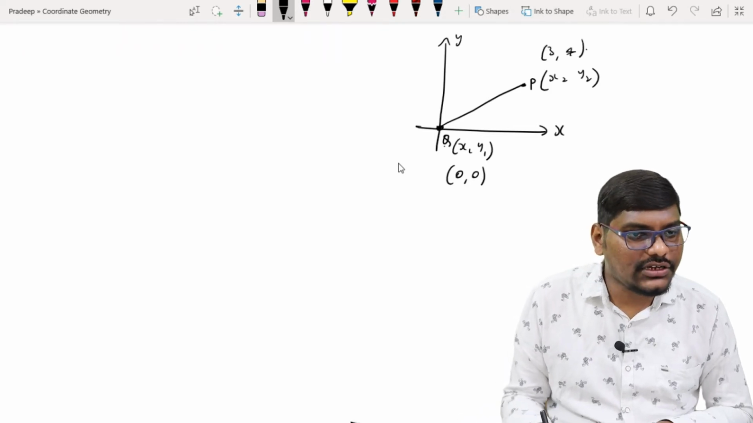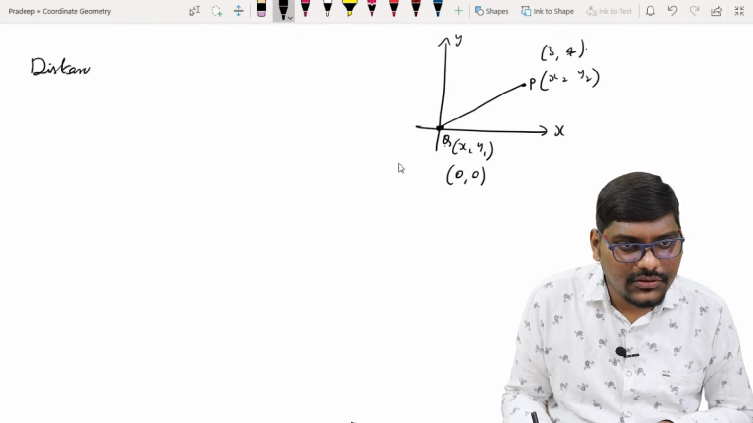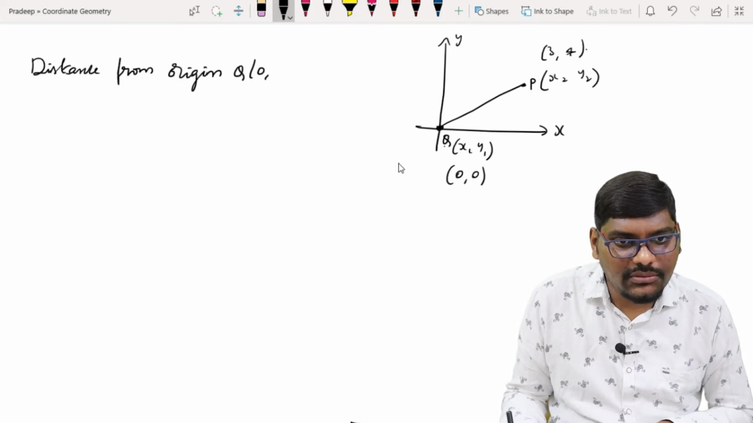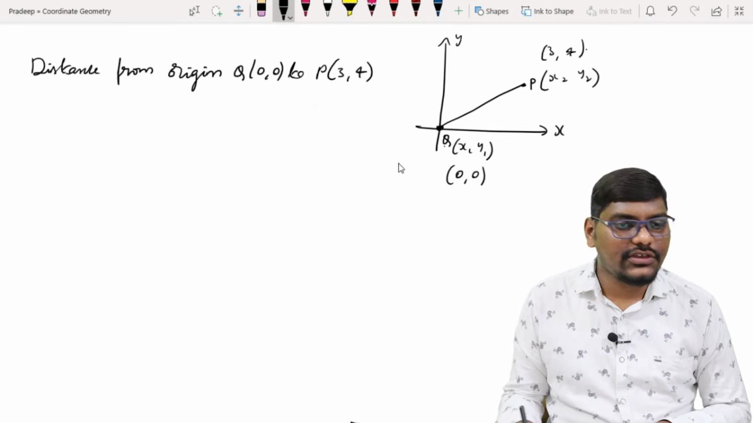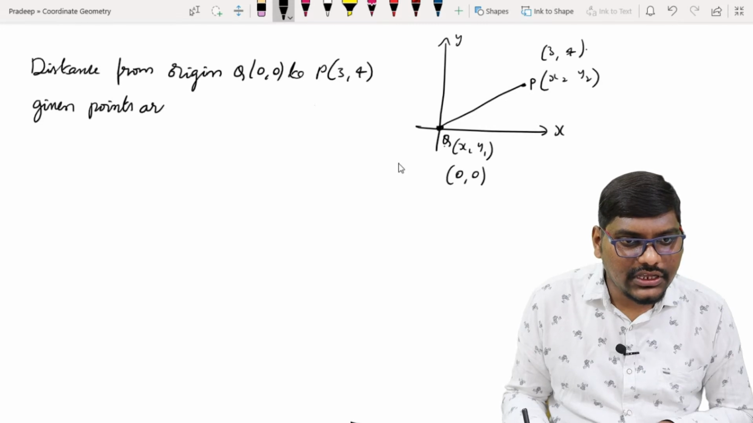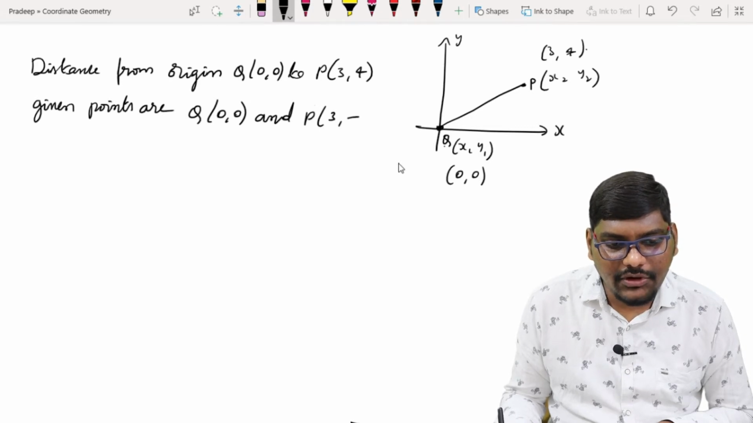Okay, so now for that I can write here distance from origin, that is nothing but Q (0, 0) to P, that is (3, 4). So let's find out this. So the given points were what? So I can write given points are, what are the given points? That is Q (0, 0) and P, that is (3, 4).